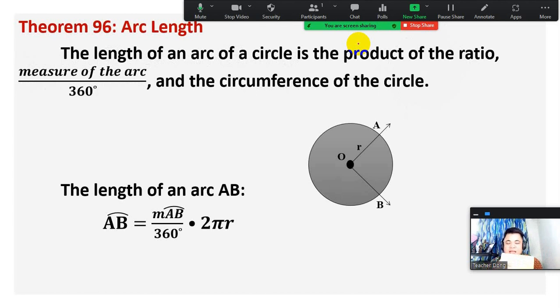So the formula is the product of the ratio of the measure of the arc over 360 degrees and the circumference of a circle. So, the length of arc AB equals the degree measure of arc AB over 360 degrees times 2 pi r. That's the formula that we are going to use. So we need the measurement of the arc and the radius in solving. Those are the two measurements that we need.